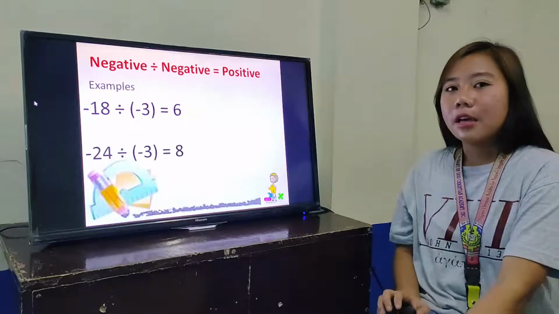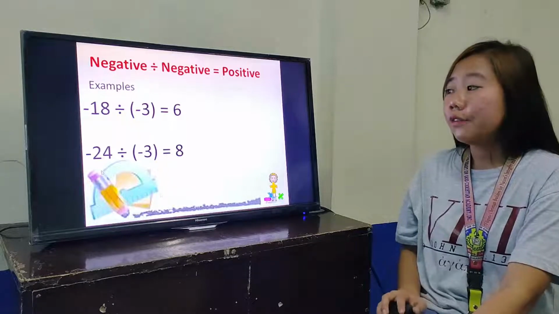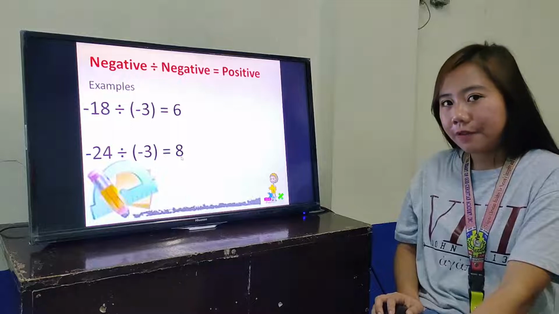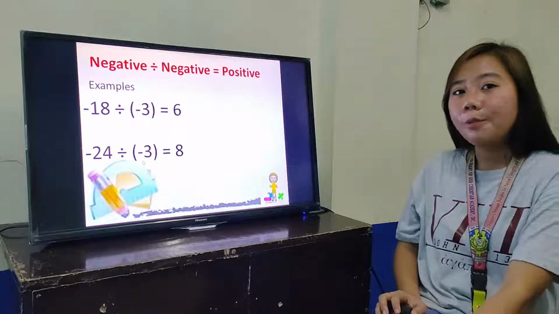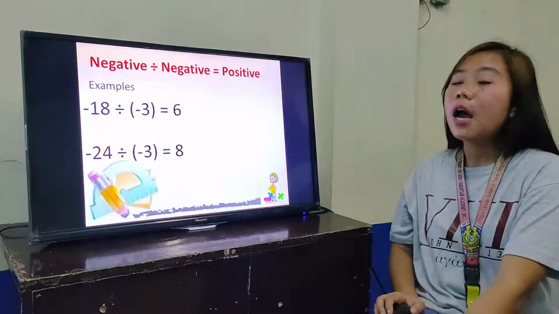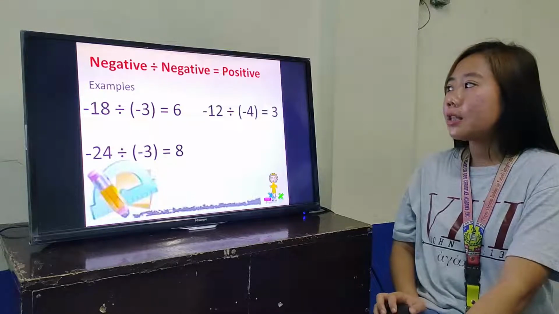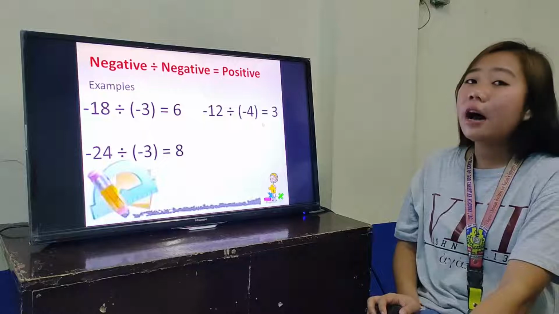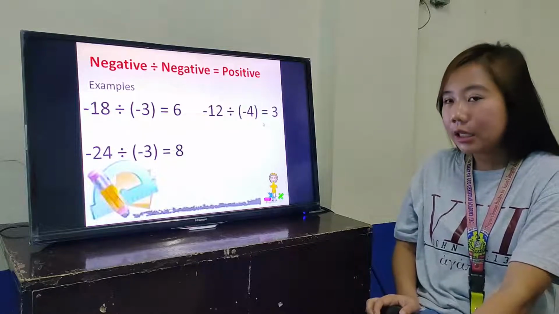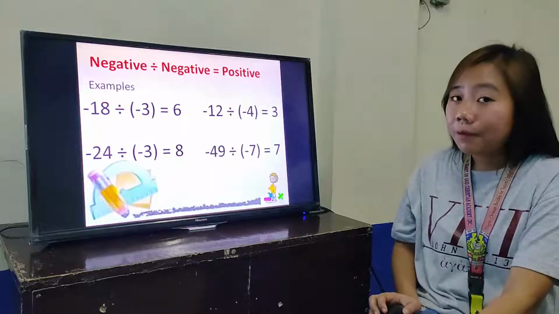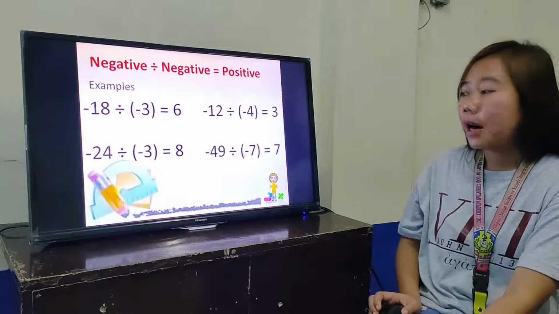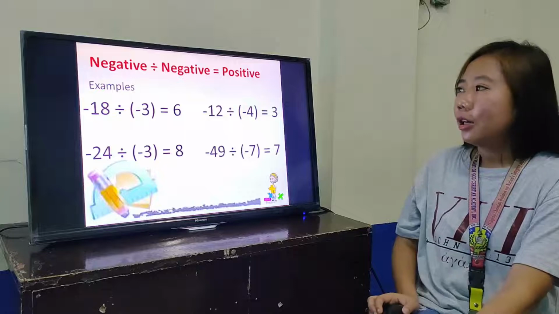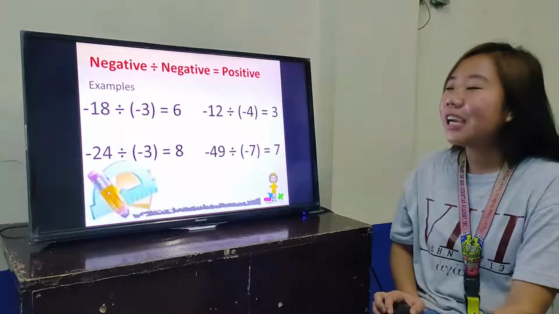Okay, next, negative 24 divided by negative 3 equals positive 8. Kasi magkapareho po ang sign ng dalawang integers. Okay, next, negative 12 divided by negative 4, we have positive 3. Okay, negative 49 divided by negative 7 equals 7. Okay, so let's proceed to our next bullet.